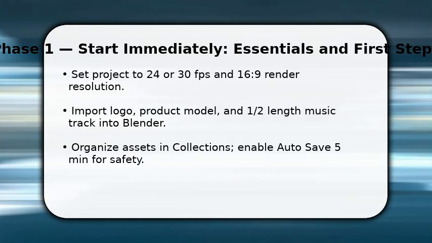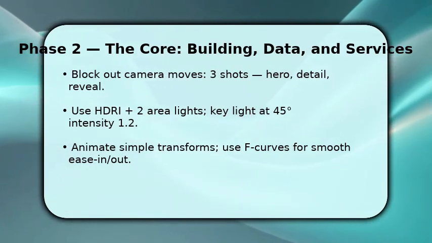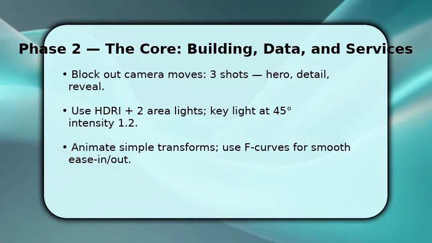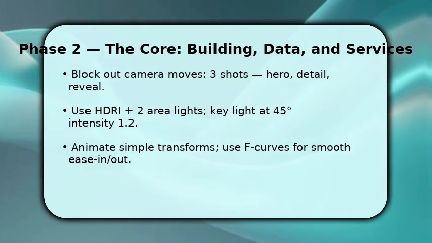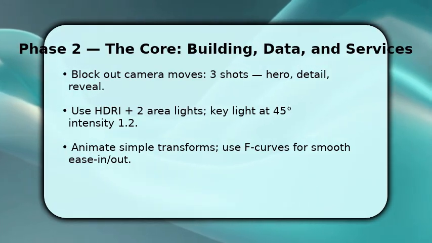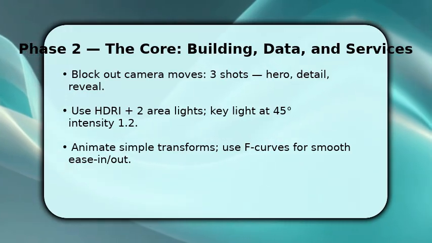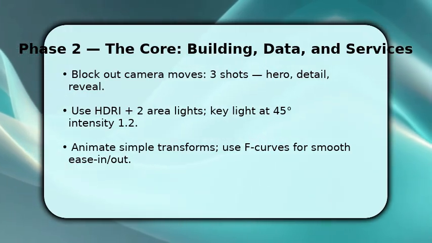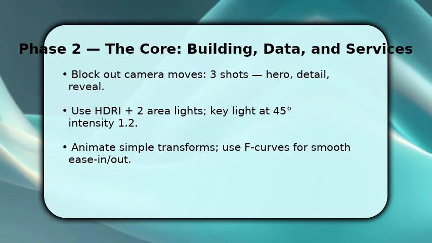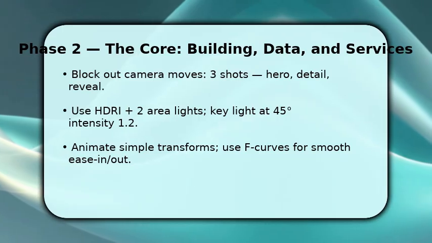You now shape the viewer's attention by blocking camera moves, a hero spin, a close detail, and a reveal. Add an HDRI for realistic reflections, then supplement with 2 area lights. Position a key light at about 45 degrees with intensity around 1.2 to create appealing contrast. Once animated, refine motion with F-curves to make ease in and ease out natural. This prevents robotic movement. Make sure to use simple transforms and limit complexity for a quick, high-quality render.